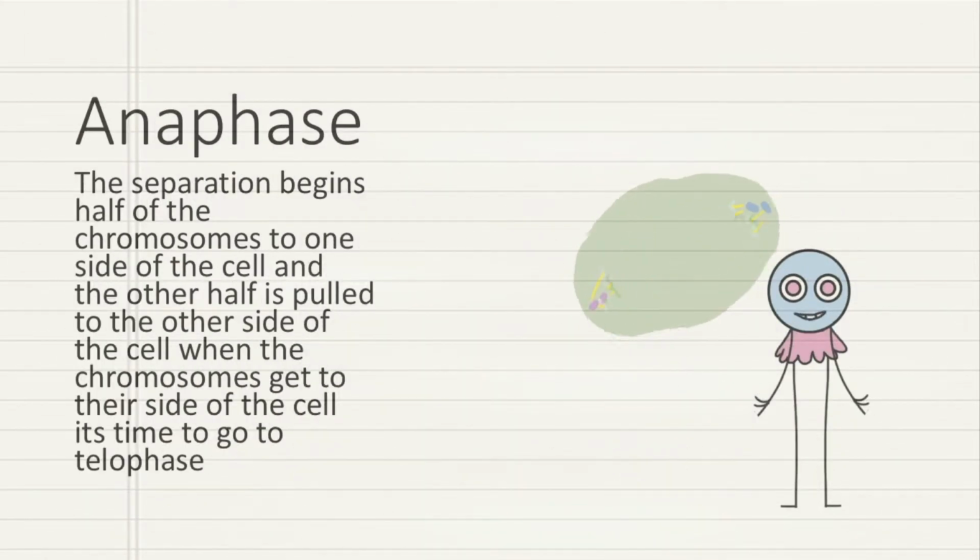Anaphase is where the spindle fibers pull chromatids and elongate the cell. Duplicated chromosomes separate at the centromeres and move toward the opposite poles. The centromeres split and the sister chromatids are pulled to the opposite poles of the cell by spindle fibers.